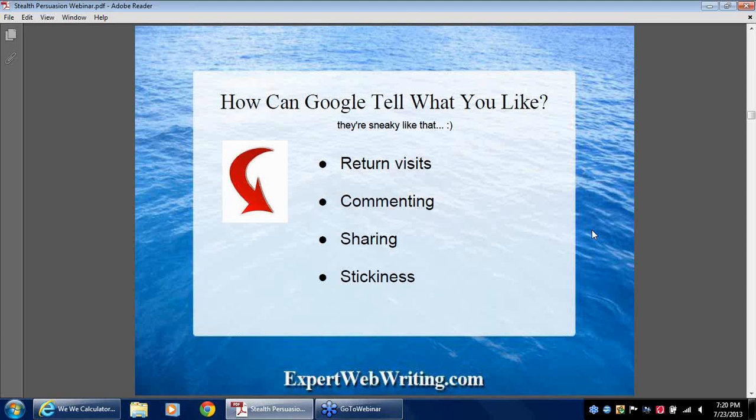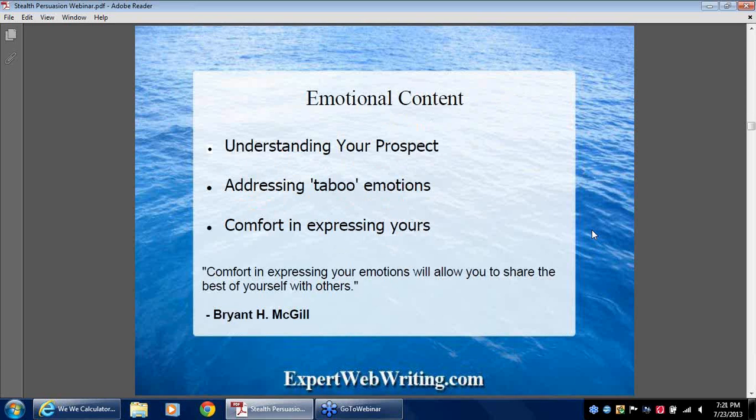Both of these basically have everything to do with finding comfort in expressing your emotions. And this little quote I have at the bottom: comfort in expressing your emotions will allow you to share the best of yourself with others. So just put that aside and maybe meditate on that a little, or think about that every day, being comfortable with being able to write. The formulas I show you tonight will make it that much easier.